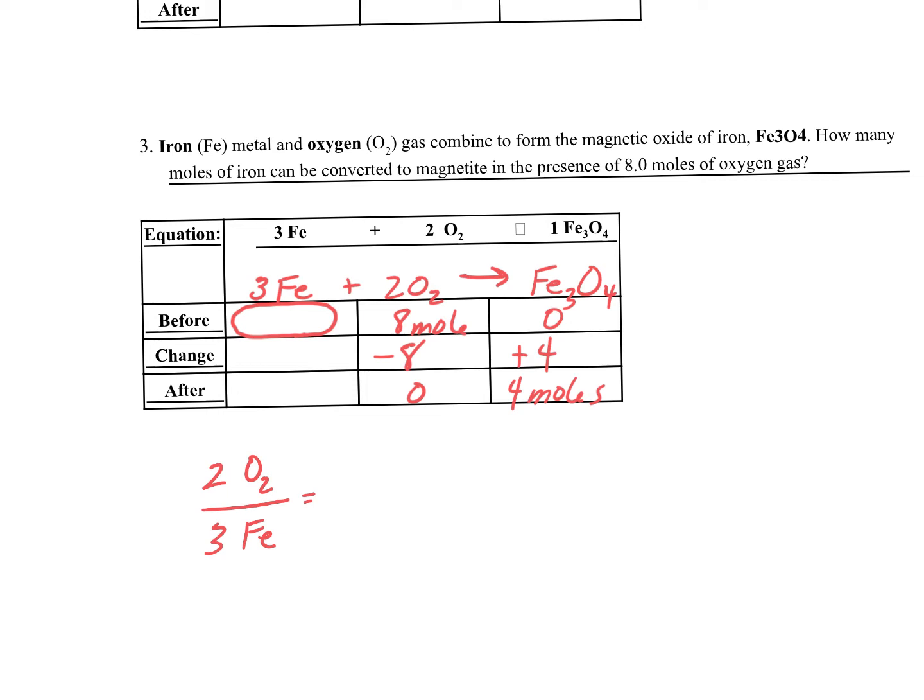And how much oxygen am I given? I'm given 8. So I'm going to solve for x of the iron. So 8 oxygen, we're going to solve for how much iron we need. If I cross multiply, that's 8 times 3 is 24 equals 2x. And x will be 12.